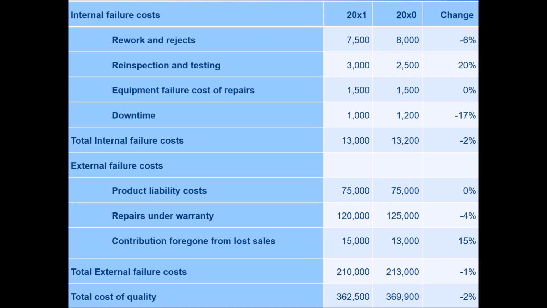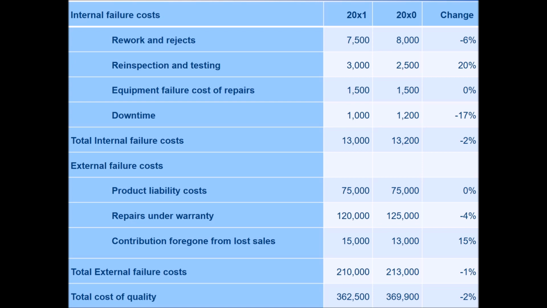In theory, we could argue that failure costs should be zero, or at least as low as possible, but in reality, and depending on the nature of the processes, they will occur. Note that external failure costs can result in a loss of customer satisfaction and resulting a loss of goodwill, which might impact on future sales.